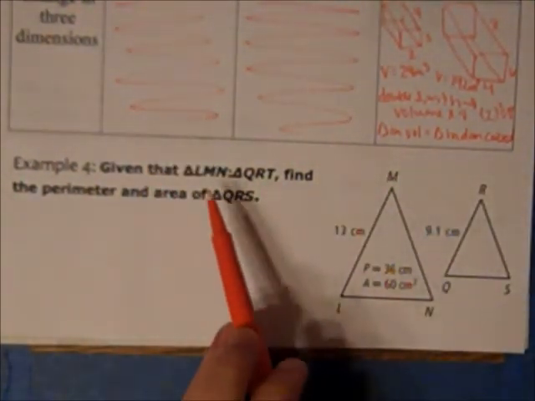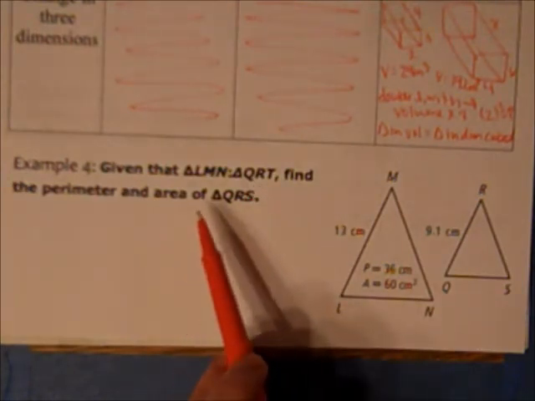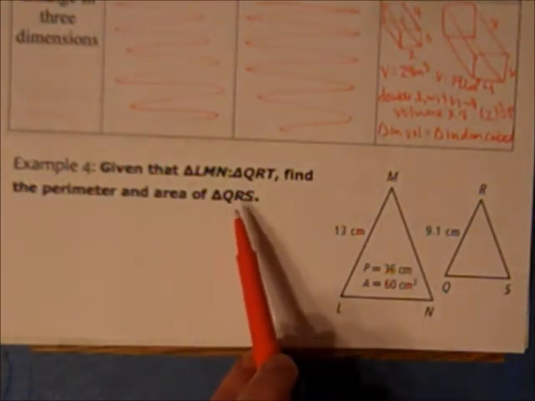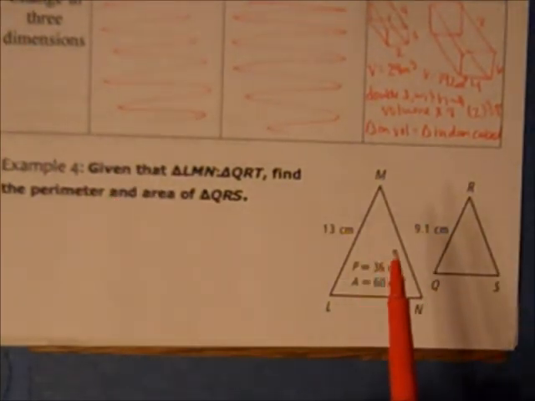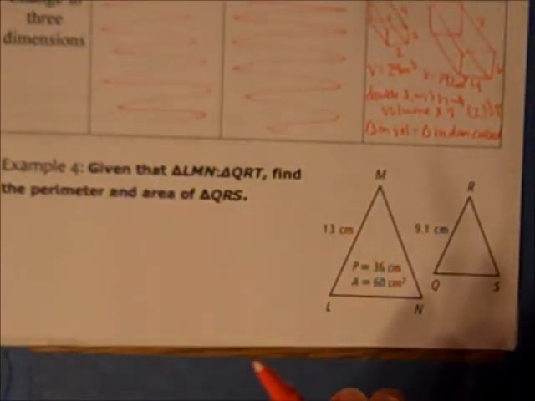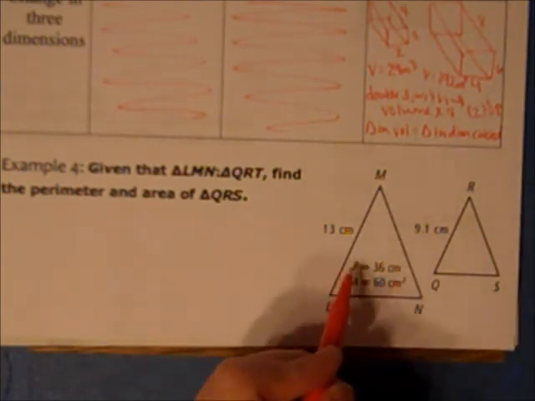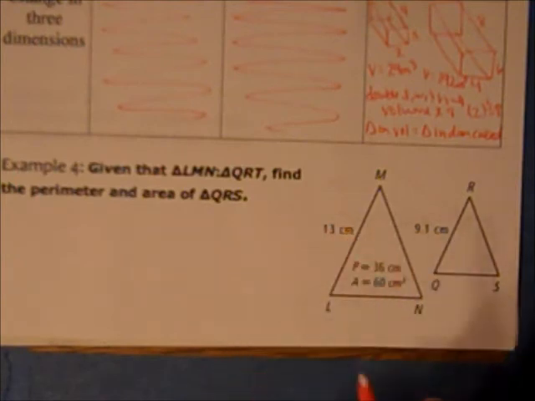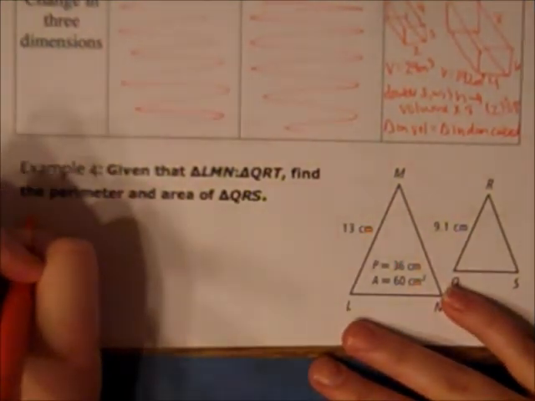So it says, given that triangle LMN is similar to QRT, find the perimeter and the area of QRS. They don't give me all the dimensions, so it's not like I can just say, who cares, I'll just do the problem, I'll double them all, triple them all, whatever happens. All they give me is the perimeter and the area and then 2 of the sides, so I can find the scale factor here.